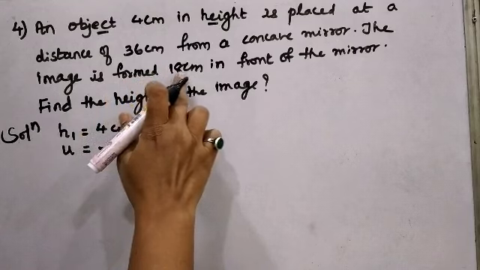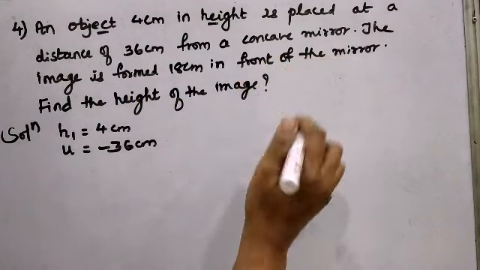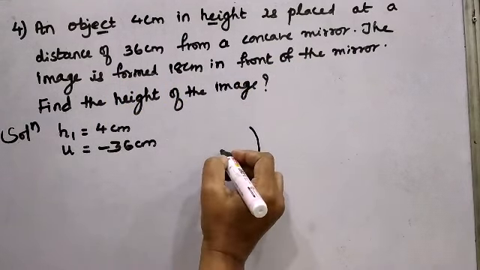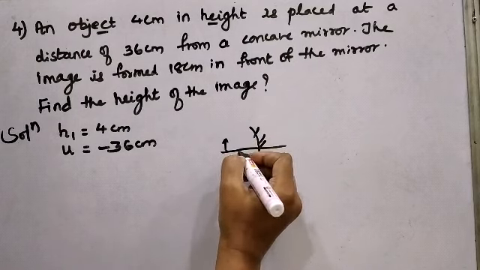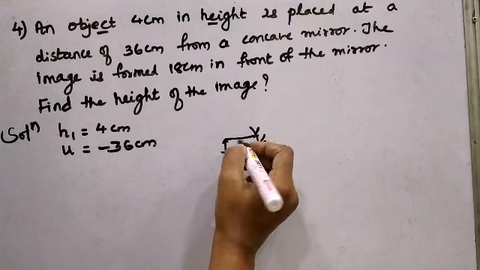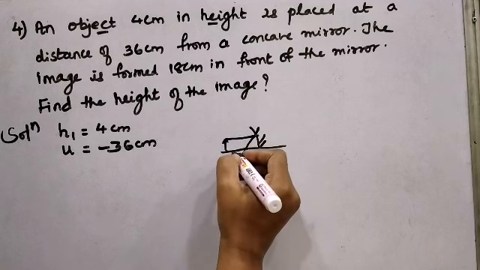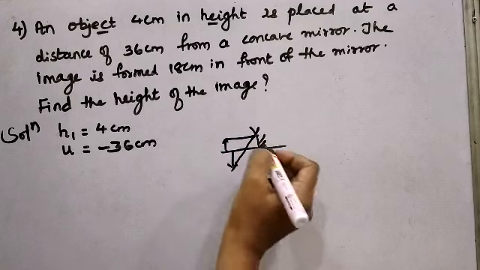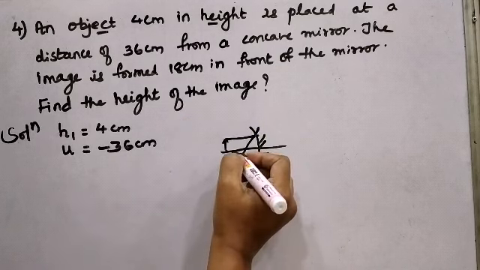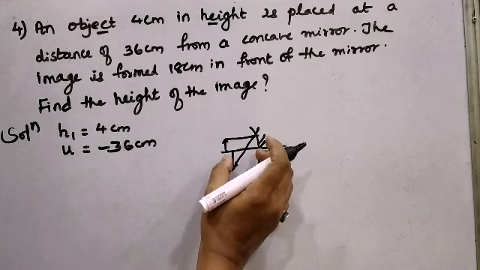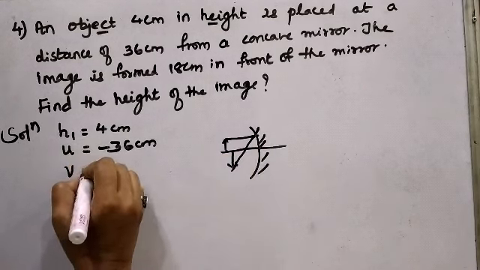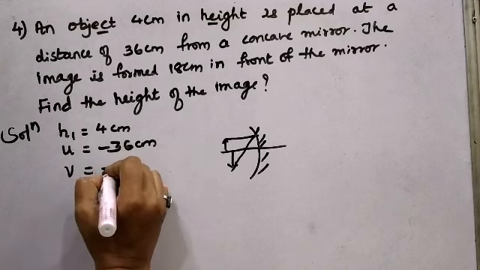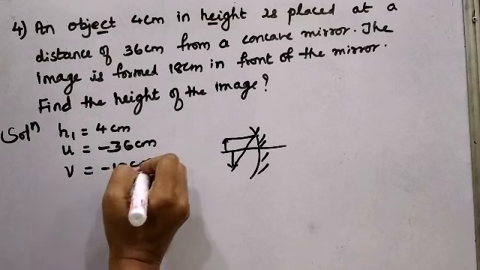Image is formed 18 centimeters in front of the mirror. So, this is your concave mirror. This is your object and the image. The rays of light will start from the object, pass through the focus, and the image of the object will be formed. The image is formed at a distance of 18 centimeters in front of the mirror. That means the image is also formed on the left hand side of the mirror. So image distance v will also be negative. So v will be equal to minus 18 centimeters.